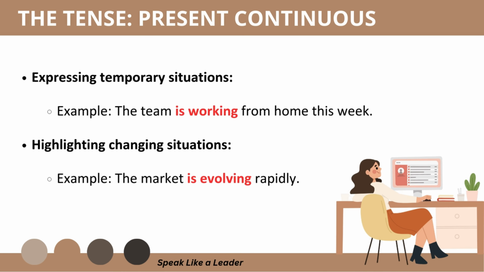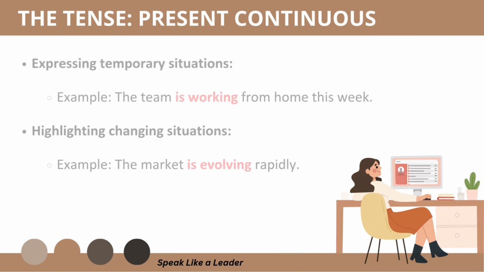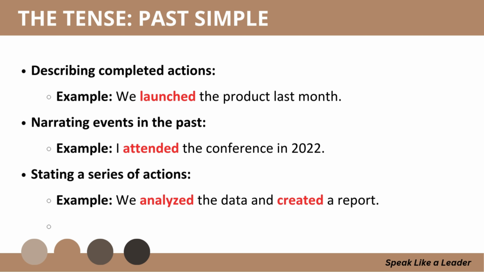You also use the present continuous when you're expressing temporary situations. For example, the team is working from home this week, so they're only going to be working from home this week. It's temporary. And when you're highlighting changing situations, the market is evolving rapidly. It's changing. Let's move on to the past simple. So obviously this refers to things that have happened in the past.